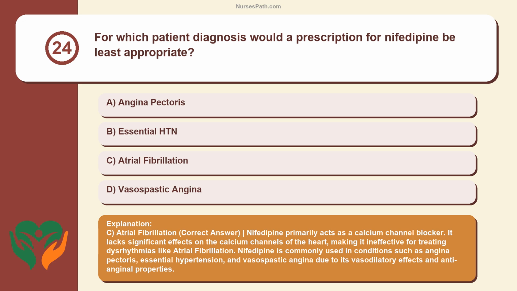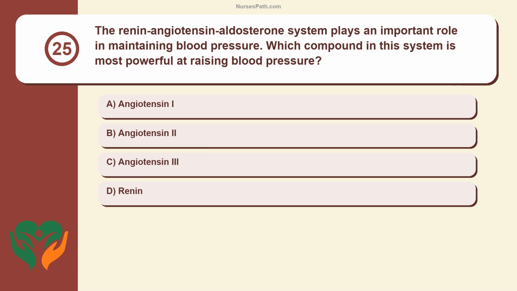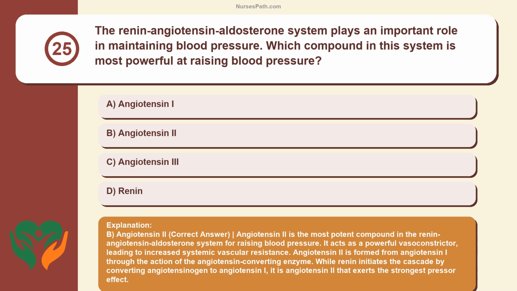properties. Question 25. The renin-angiotensin-aldosterone system plays an important role in maintaining blood pressure. Which compound in this system is most powerful at raising blood pressure? Angiotensin I, angiotensin II, angiotensin III, renin. B. Angiotensin II. Correct answer.